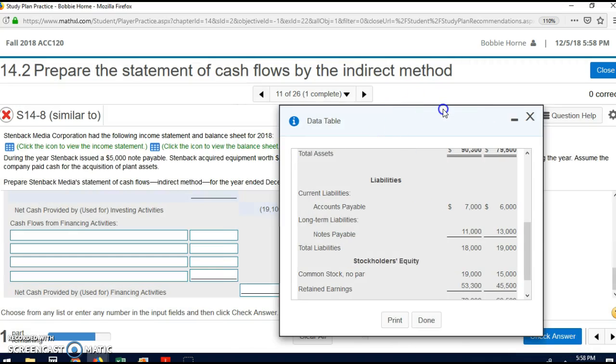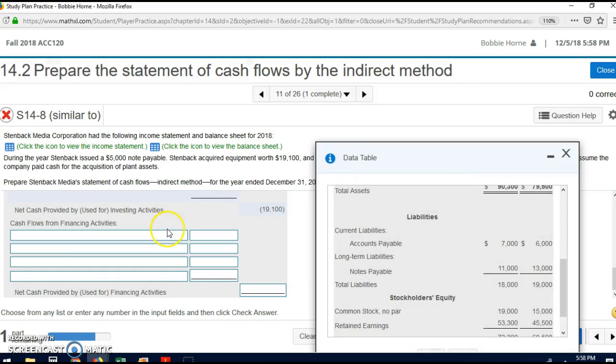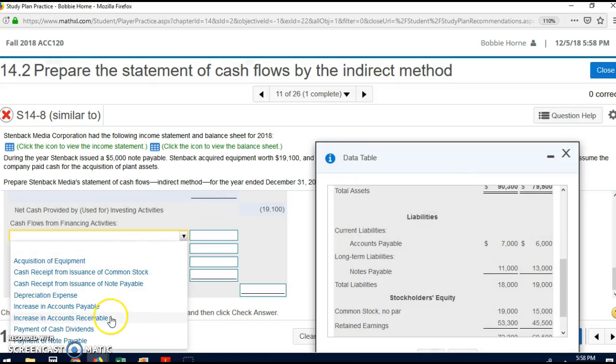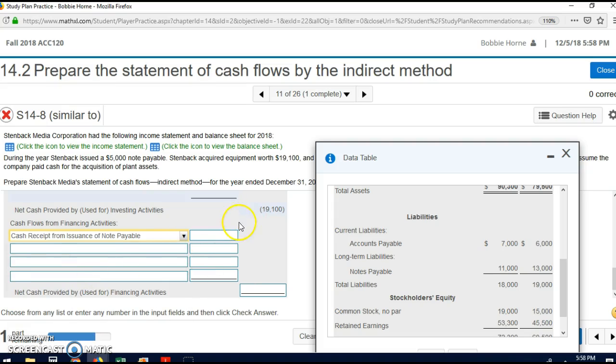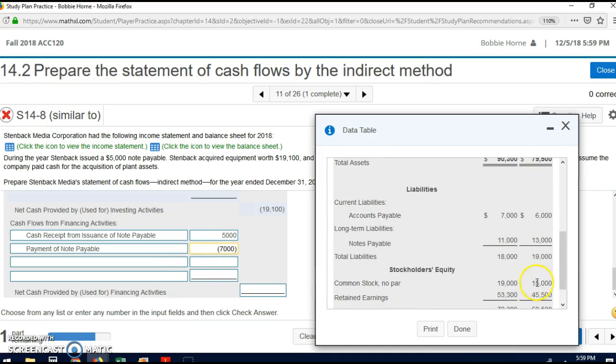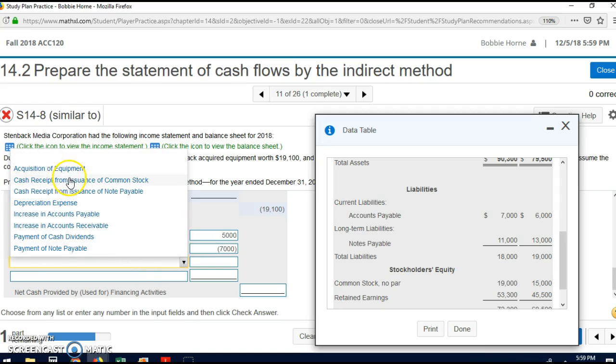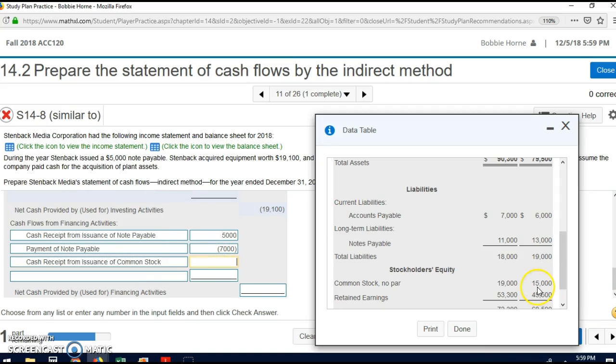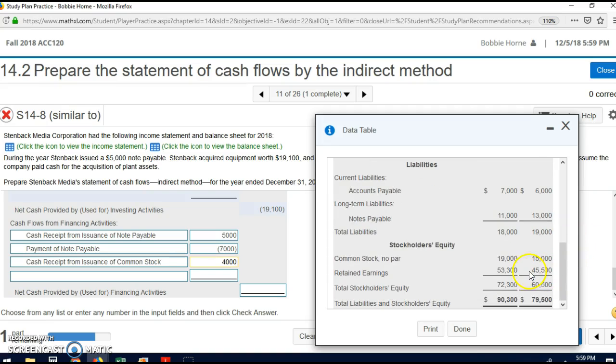Okay, for the last section, it looks like we issued a note payable for $5,000. So we're receiving cash for issuing a note, so we're receiving $5,000. But then we also made payments on a note of $7,000, so that's an outflow. And then stock went up, so we received some money for stock. It went up from $15,000 to $19,000. So $4,000.